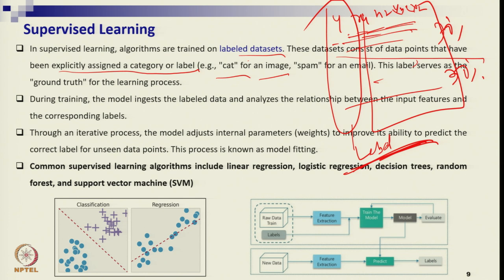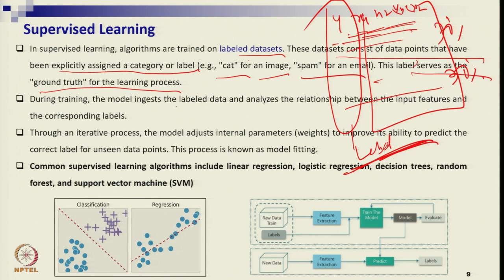Similarly, spam mail. Whether it is spam or the original mail, right? Genuine mail. So that is the label variable, but there are different features. Based on those features, you take the decision. This label serves as the ground truth of the learning process that we have discussed earlier.